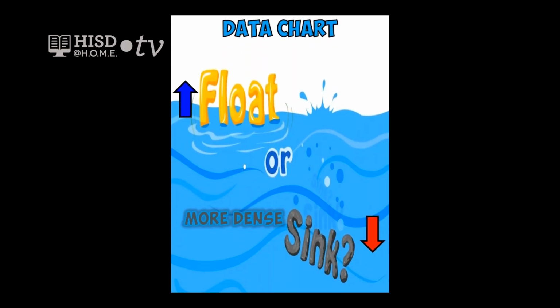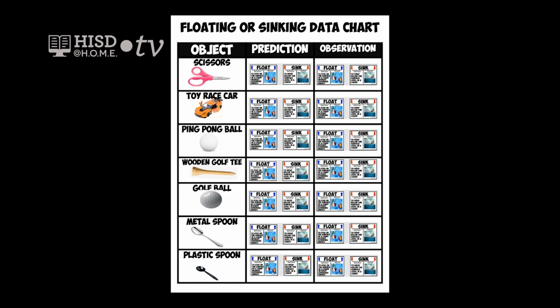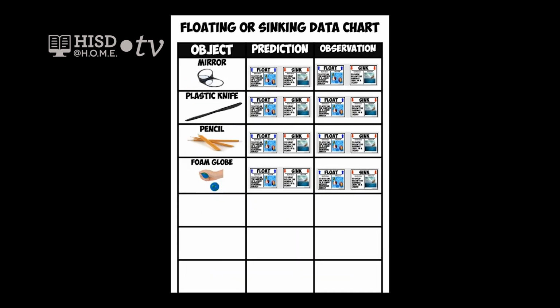Here we have our data chart for sinking and floating. In the first column, we have the object, and in the second column, we have the prediction and observation with the picture flashcards in each one. You just circle one, float or sink. So let's look at our objects. We have scissors, toy race car, ping pong ball, wooden golf tee, golf ball, metal spoon, plastic spoon, mirror, plastic knife, pencil, and foam globe. I've left some open spaces so you can create your own objects and put whatever you want in.